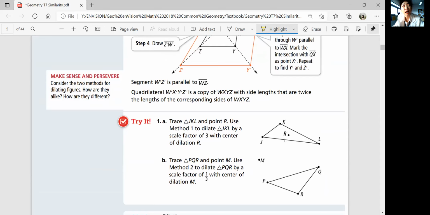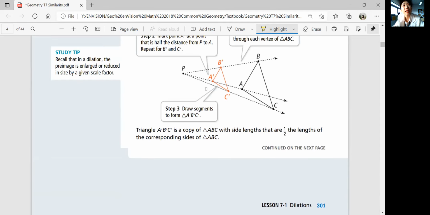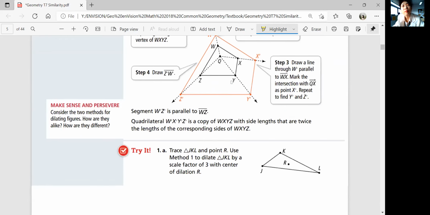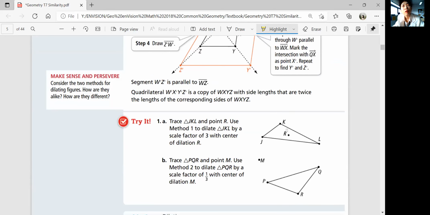Trace JKL and point R. Your center of dilation is inside this triangle. You're going to use method 1. Even though it's inside your triangle, you're still going to use method 1 to dilate JKL. So even if it's inside, you're going to put rays for all the vertices, and then, no, I think that's method 2. That's supposed to be method 2. It's a typo. Method 2, and that's method 1.